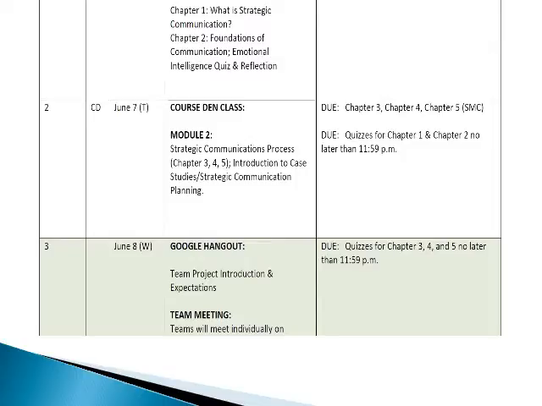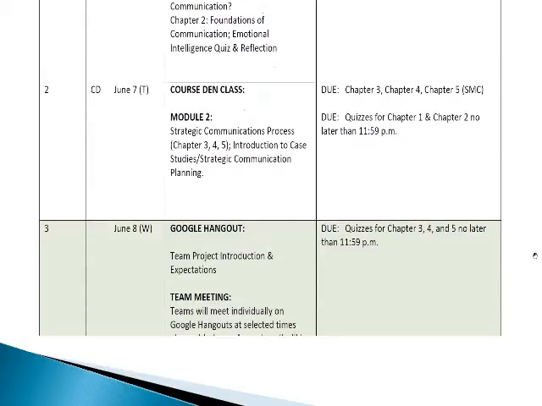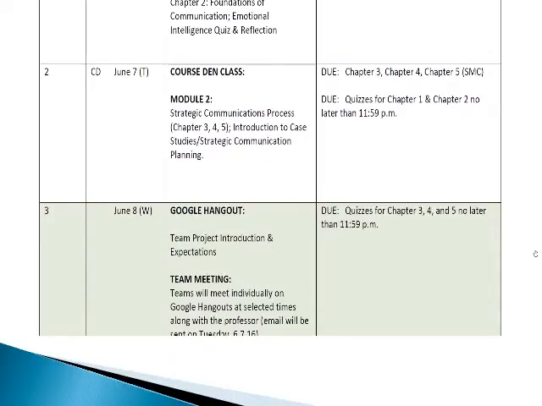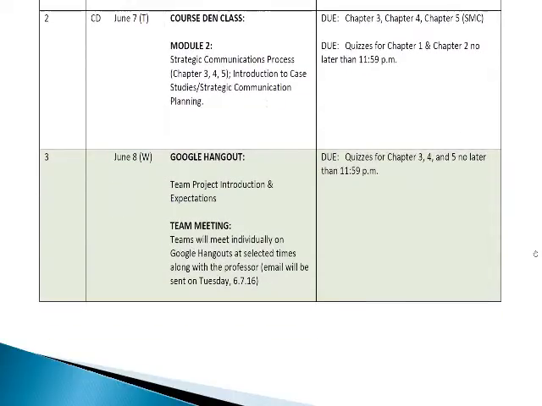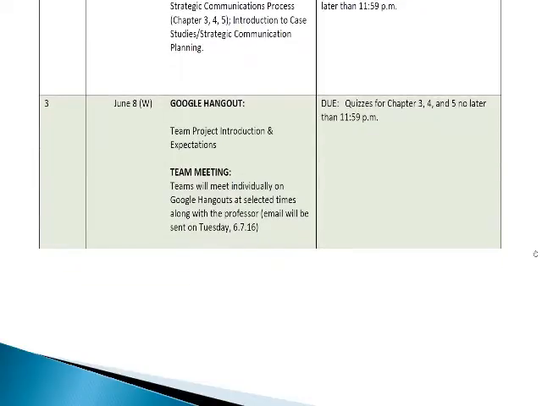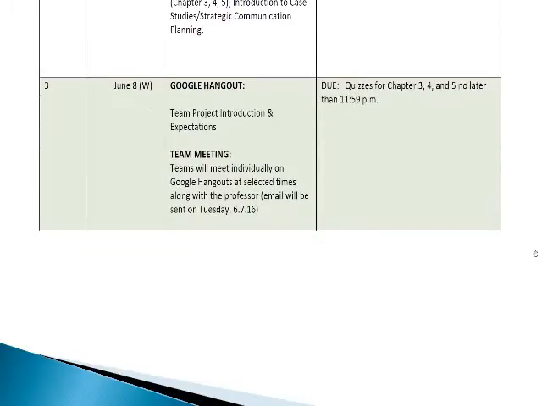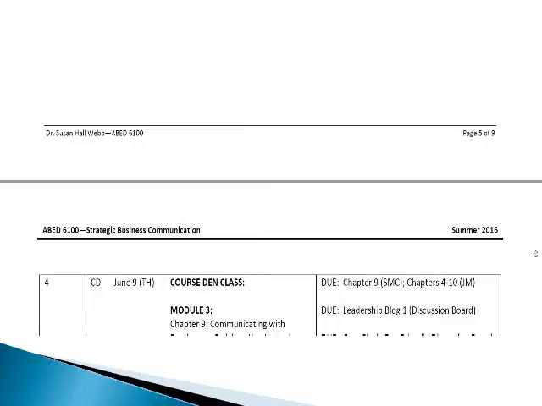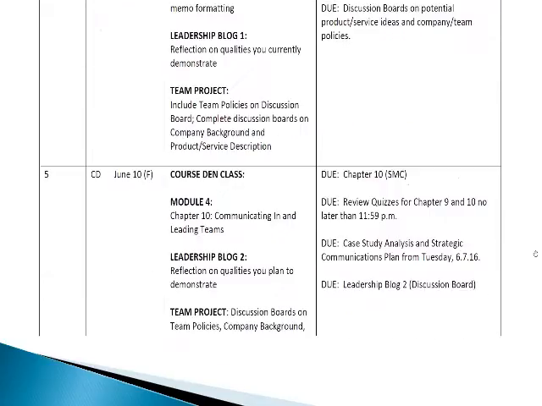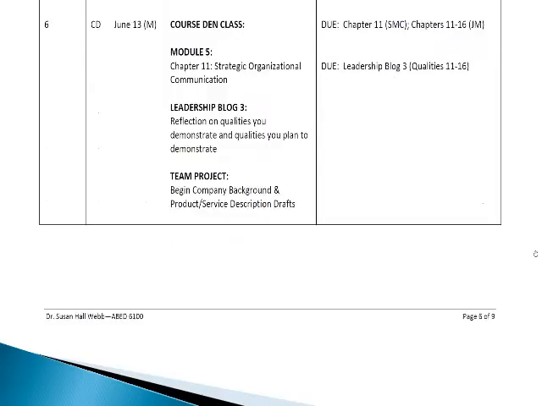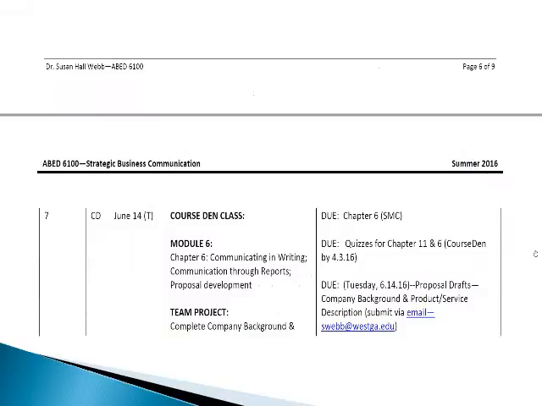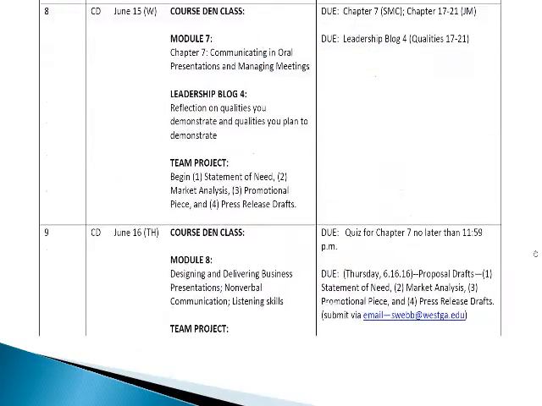Some of the information is not included in the syllabus just for the purpose of space. So always refer to CourseDen, and if you have any questions, just let me know. But I have all the different days, the dates, the notations in green are where you'll be meeting with me and the entire class or partial portion of the class in a Google Hangout or a Blackboard Collaborate.